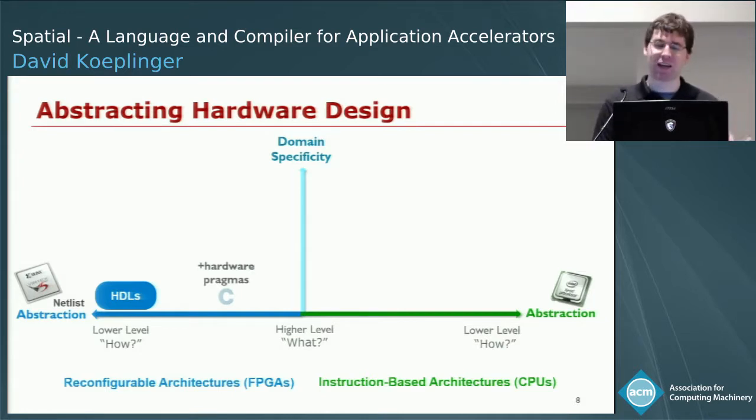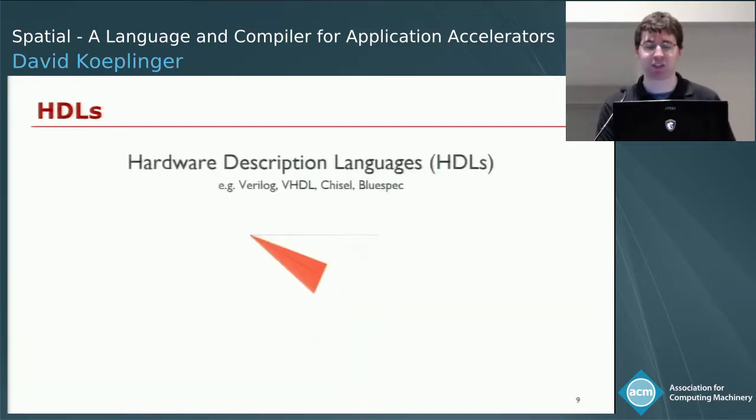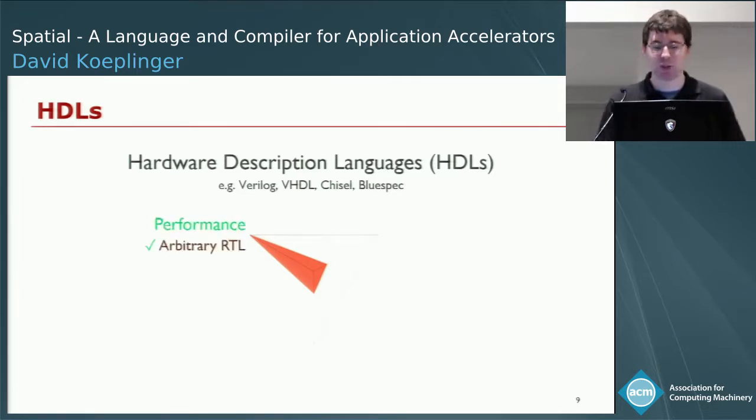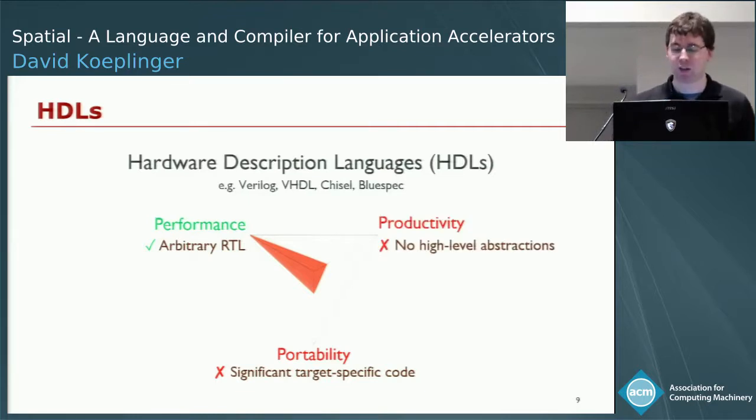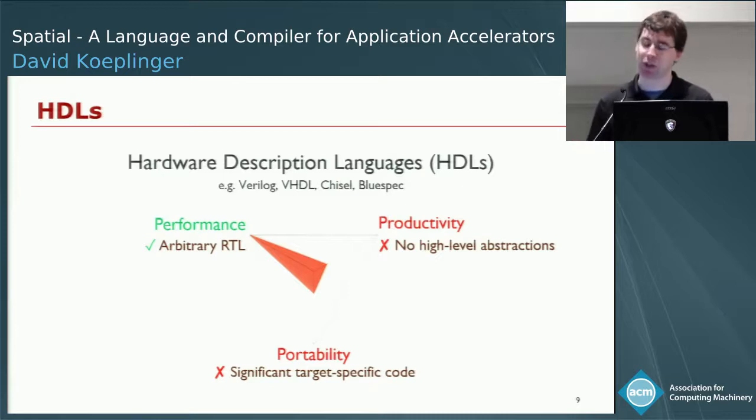So if we now go back and take a look at those three characteristics that I talked about, we can first look at HDLs, looking at the performance, portability, and productivity. Obviously HDLs are very good for performance because we can do arbitrary optimizations manually when we're creating application accelerators. They're not terribly portable. They have a lot of target-specific code, and they're not productive at all. Instead of loops and data structures, you're talking about things like state machines and register transfers.